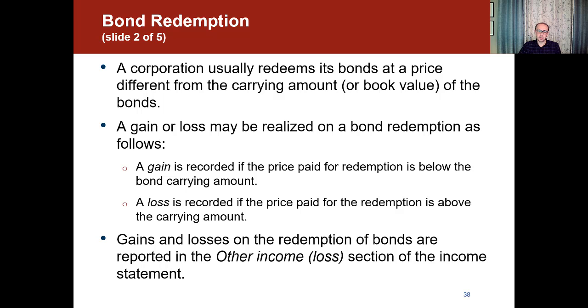On the other side, a loss is recorded if the price paid for the redemption is above the carrying amount. So let's say the carrying value is $1,050 and I paid $1,100. So this extra $50 is a loss. Gains and losses on the redemption of bonds are reported in the other income or loss section of the income statement.